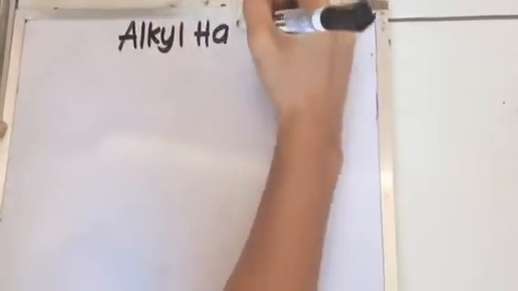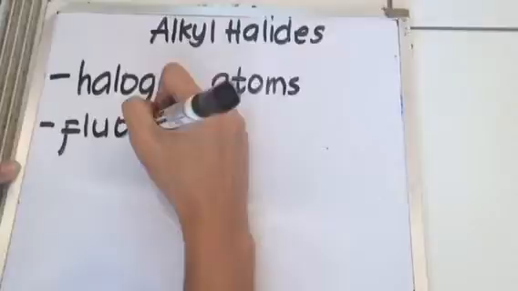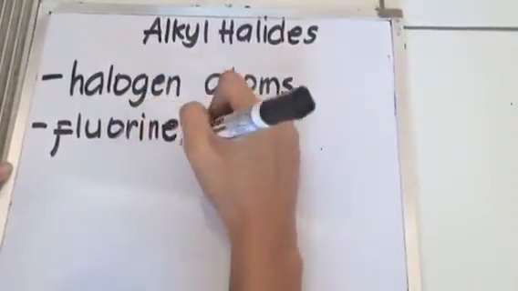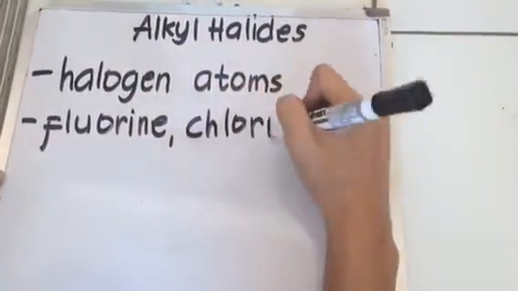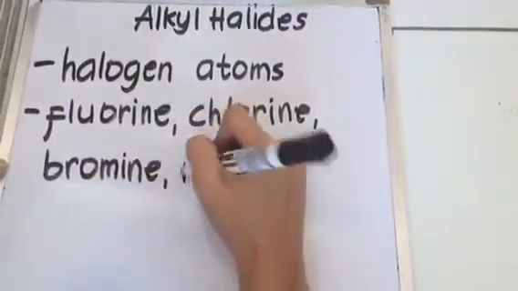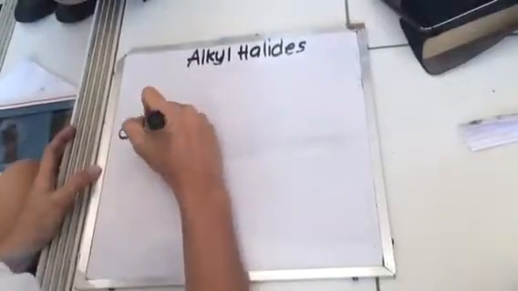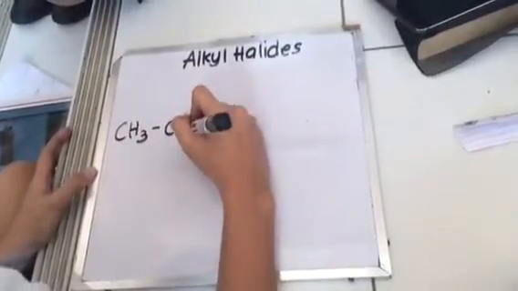So let's proceed to alkyl halides. So alkyl halides are also used as substituents, but instead of hydrocarbon, halogens are used, like chlorine, bromine, and iodine. Alkyl halides also don't have a formula.